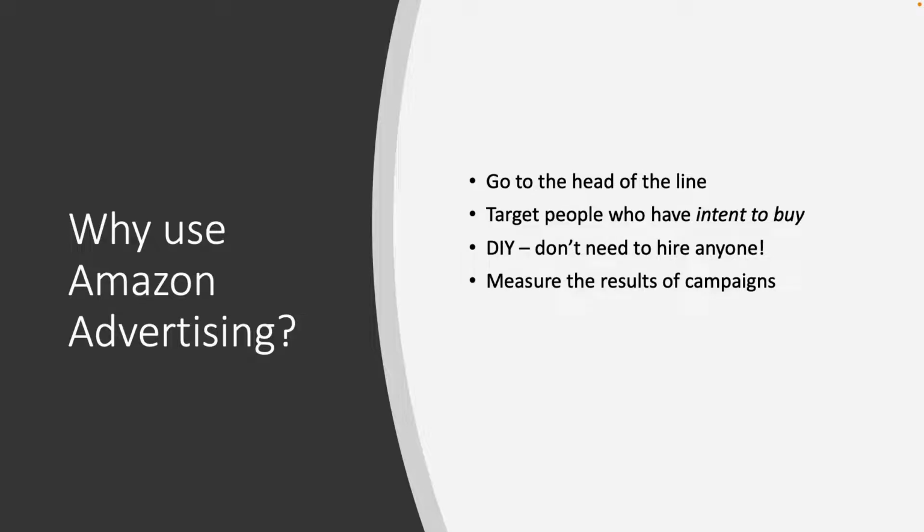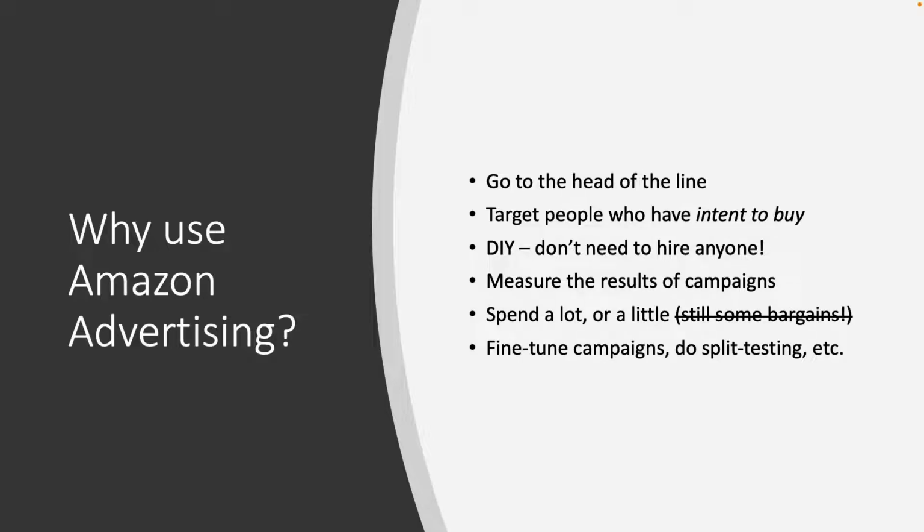You can measure the results very carefully. Amazon actually gives you a lot of data for this. You can spend a lot. There's no more bargains left. I found that the bid levels are going up, but you can do things like fine-tune campaigns. You can do split testing. That means maybe you can have two campaigns that are using different creative elements or different bid strategies and see how they work, and then just use the one that's more effective.